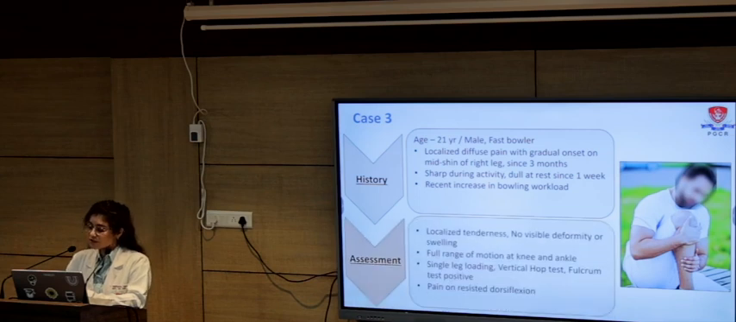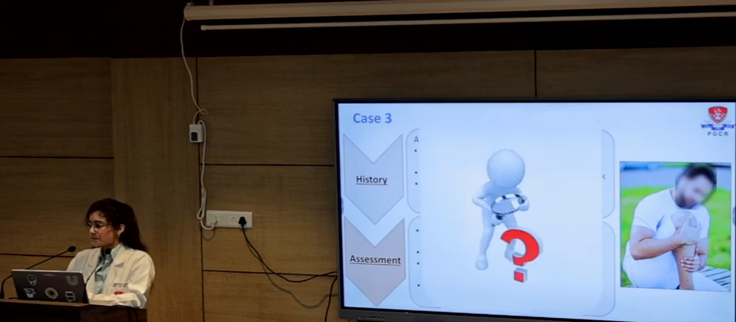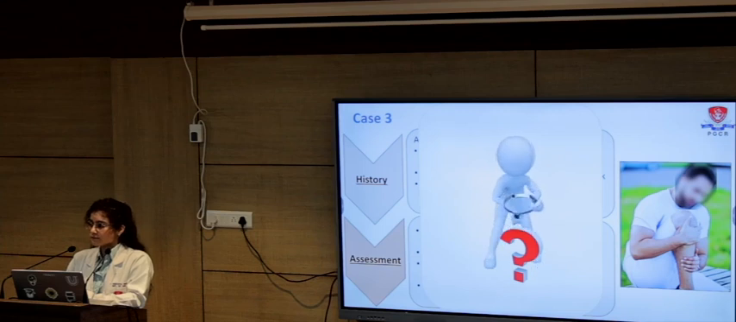On examination, there was localized tenderness on the mid-third of the right tibial shaft, no deformity or swelling. Full range of motion was seen at the knee and ankle. Functional tests showed there was pain with the single leg hop test, fulcrum test, and pain on resisted dorsiflexion due to stress on tibialis anterior. So what could be the possible differentials here? It can be shin strain, it can be stress fracture, or any compartment.